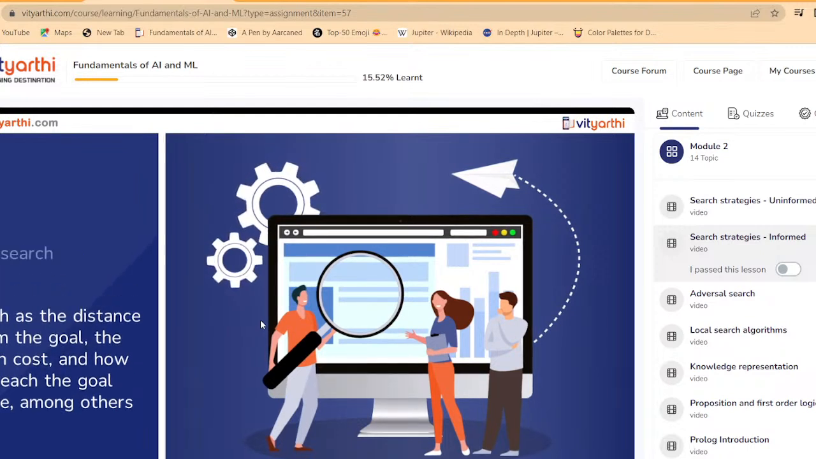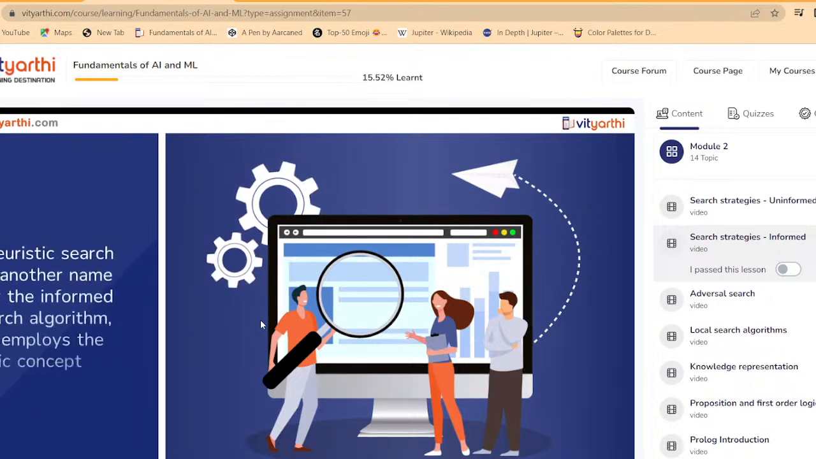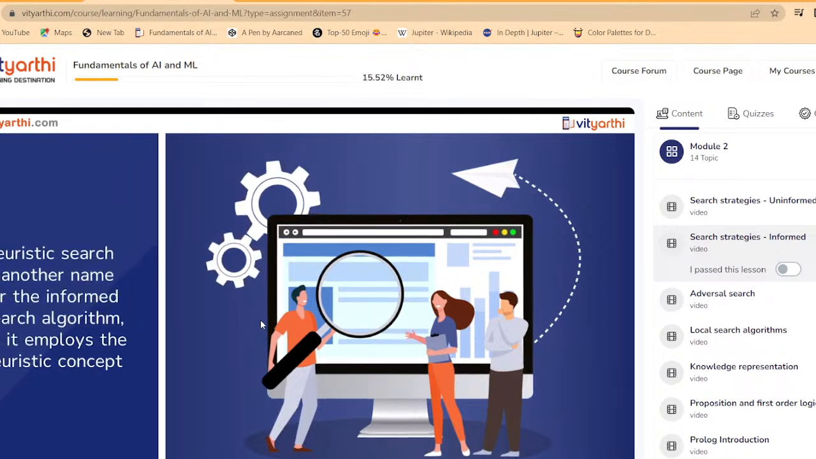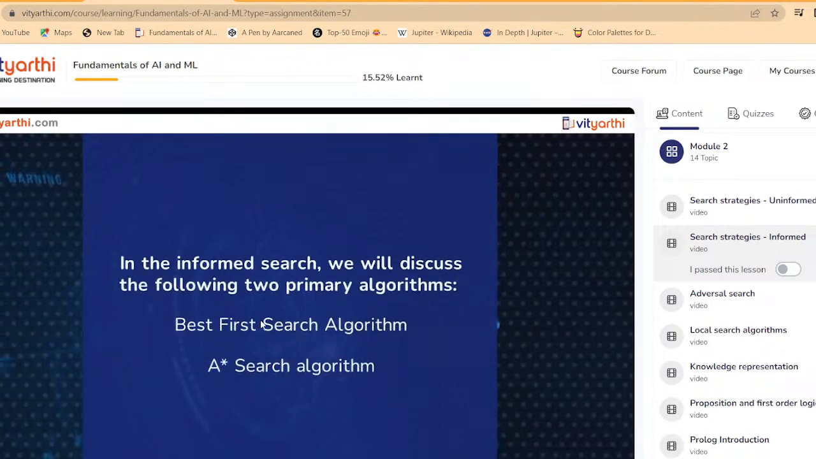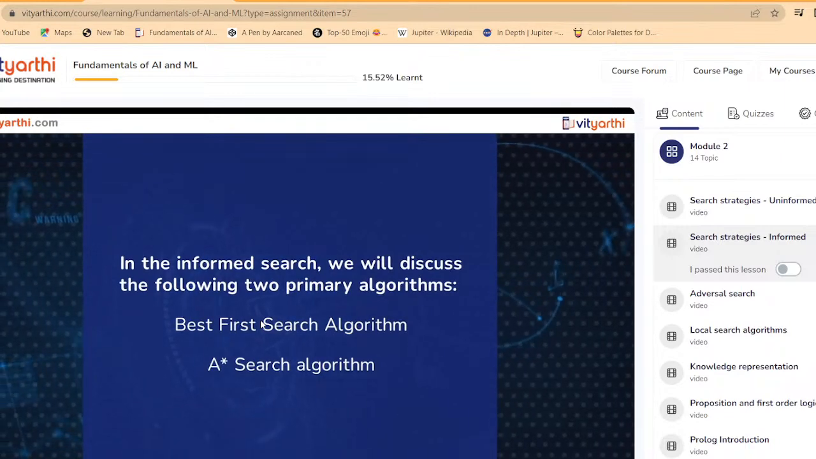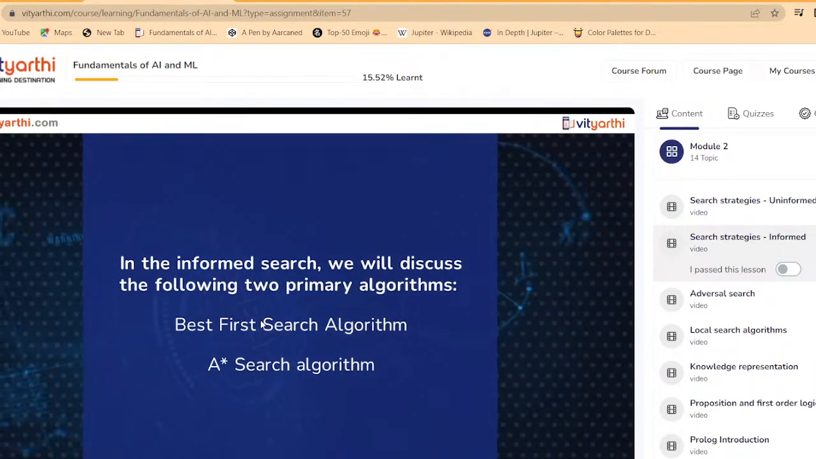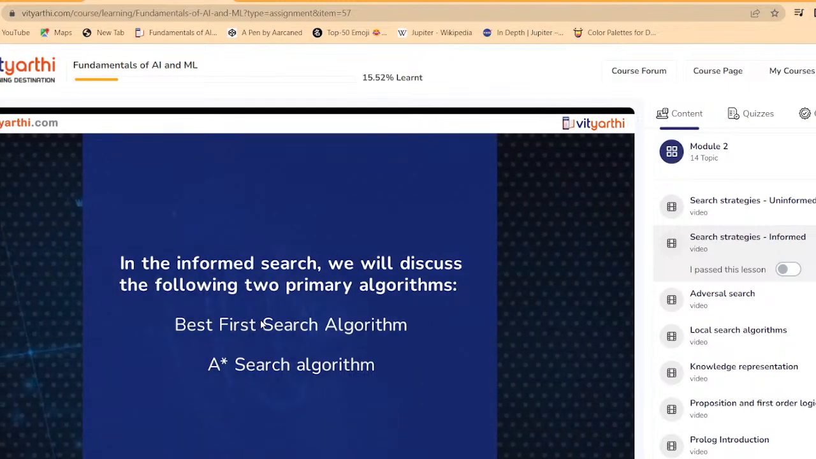In a large search space, the informed search algorithm is more beneficial. Heuristic search is another name for the informed search algorithm, as it employs the heuristic concept. In the informed search, there are two primary algorithms. One is the best first search algorithm and the other is the A-star search algorithm.